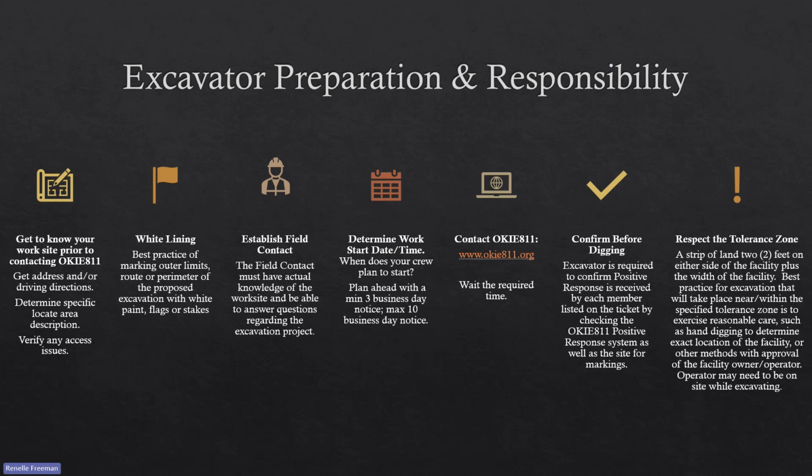And of course, you want to respect the tolerance zone. The tolerance zone is a strip of land that is 2 feet on either side of the facility, plus the width of the facility. You want to exercise reasonable care by hand digging or other methods with approval of the owner or operator if you're digging around that tolerance zone.